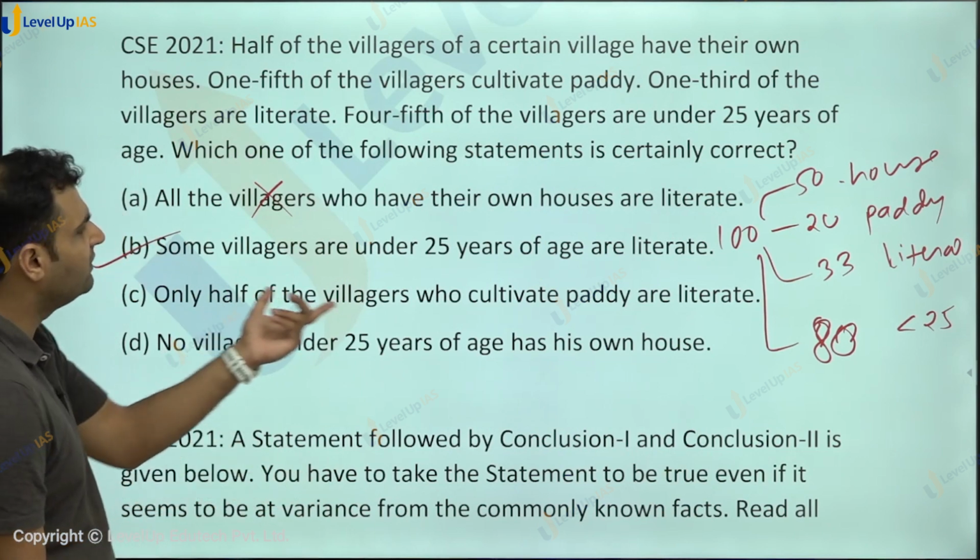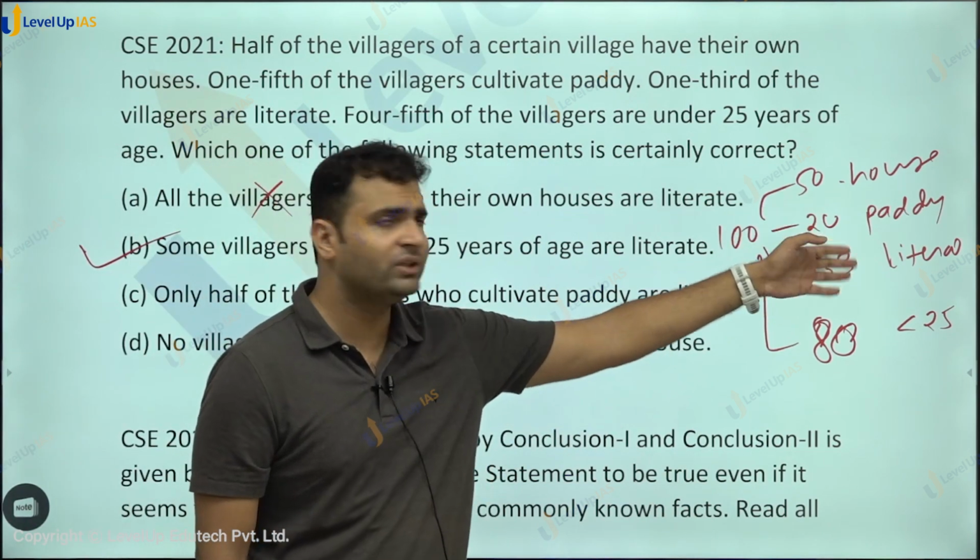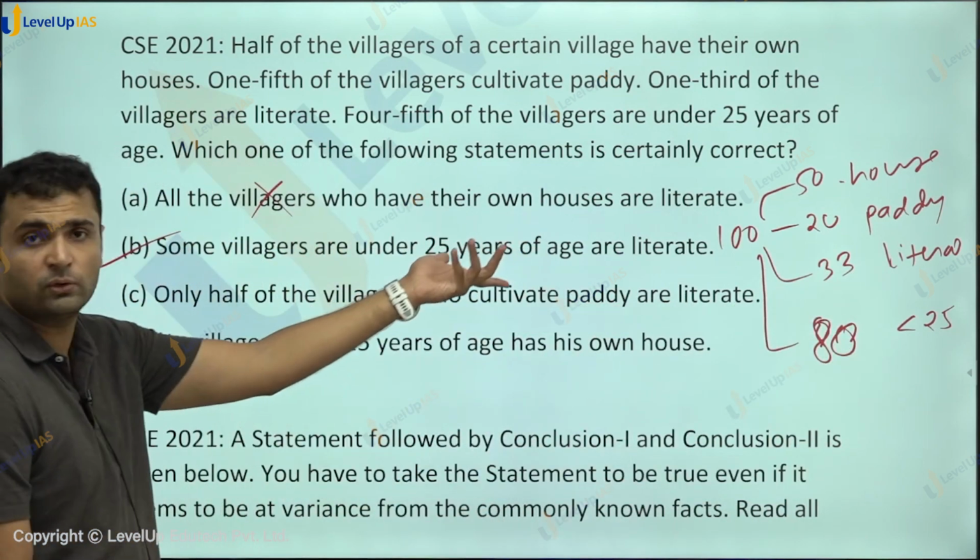Then, only half the villagers who cultivate paddy are literate. So only 10 of them are literate. We can't comment anything on that. Anything can happen: all of them can be literate, or none of them.